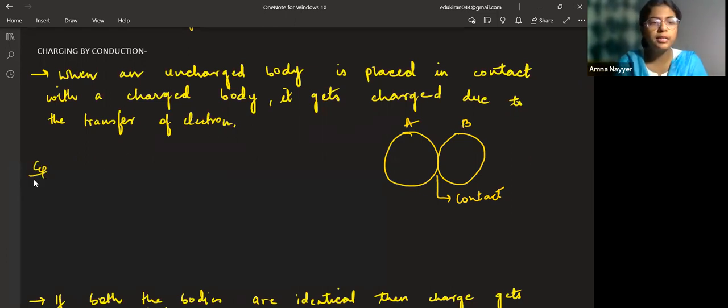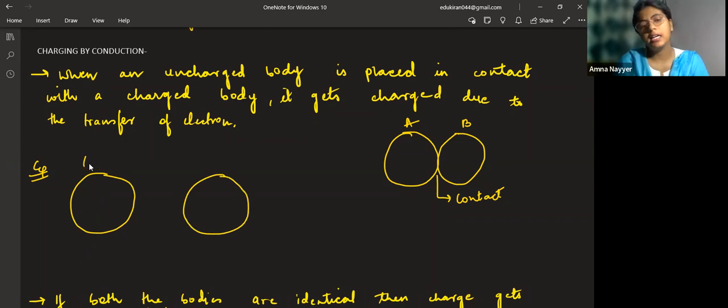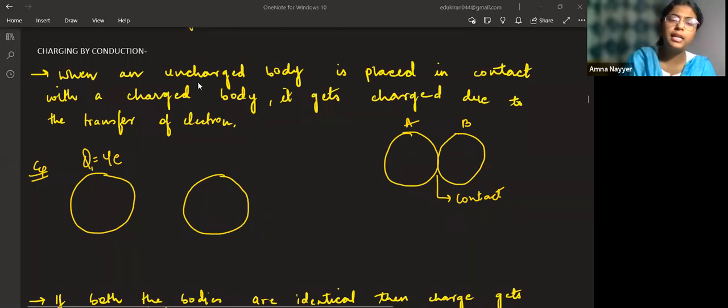For example, let's say I give you two bodies, let's say this is A. The charge on this first body is, let's say, 4 electronic charge. Electronic charge, I hope I'm not repeating. I think Rabia has joined late.